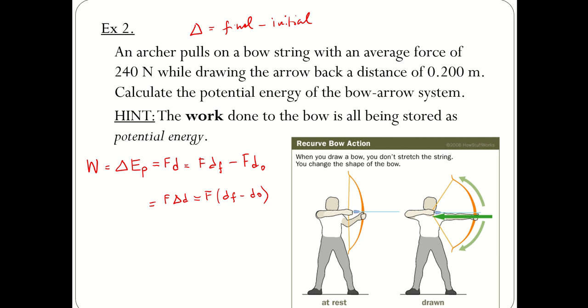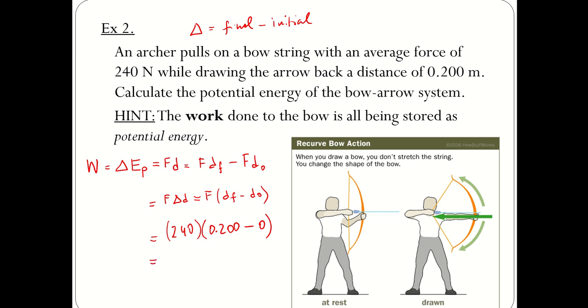So when you look at the video, you can actually get some more information from it. Here, we know that the change in the length, or the way you draw the bow, is going to be 0.2 meters. So here we're going to plug in our 240 newtons of force. That's our F value. And then we're going to plug in our final position minus the initial position. The final position is going to be 0.200 minus the initial, which is going to be 0. So really we end up with just 240 times 0.2.